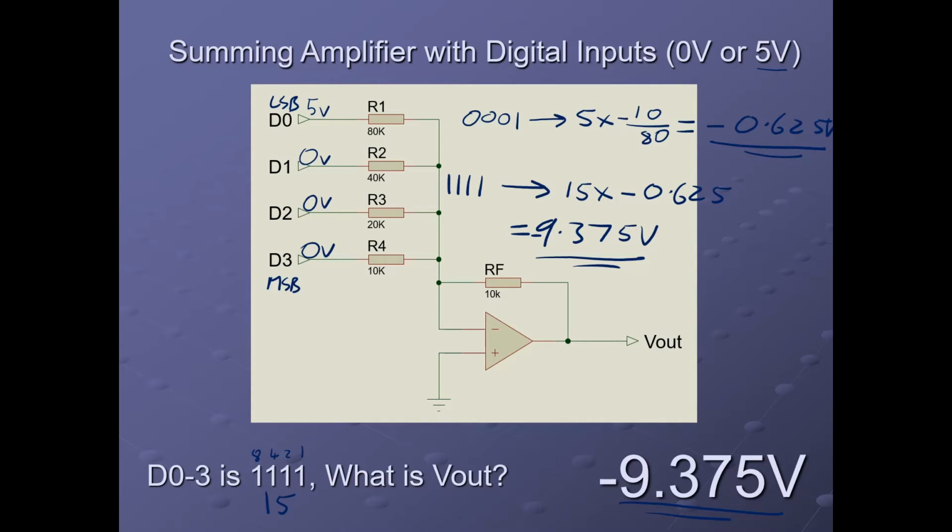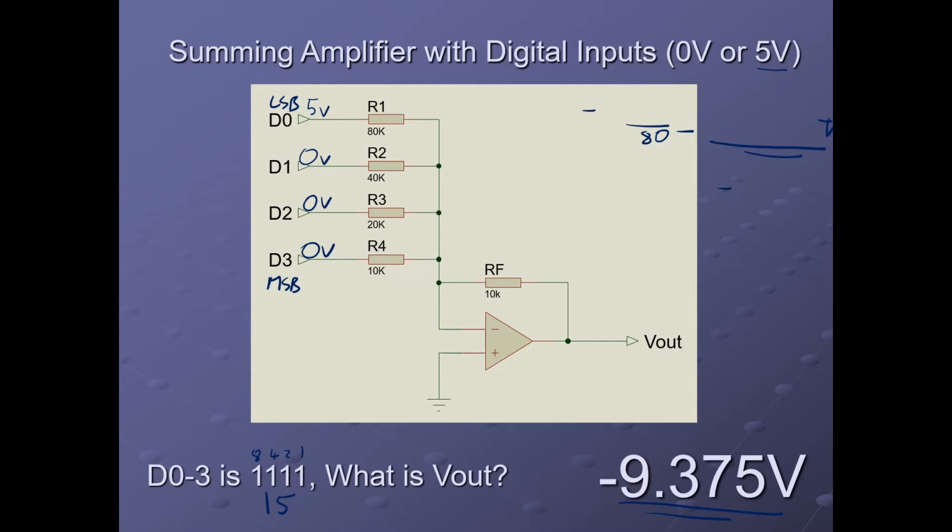Okay, so there are 2 different ways of doing it. If you want to work out any value, you can just multiply the value that you get when it's only the least significant bit by whatever number is going in. This last bit, this 0.625, is quite important. The smallest step that this can have is minus 0.625 volts.